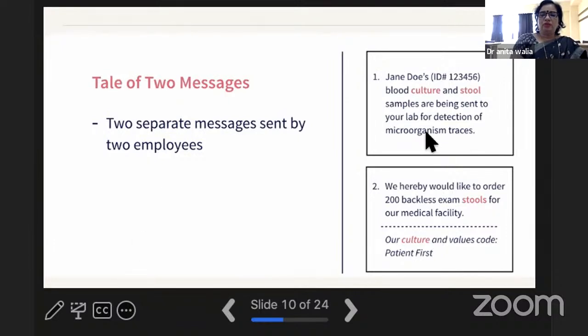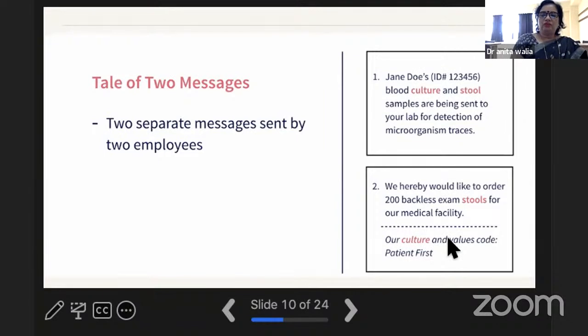Let's take an example. If you see on the slide, there are two employees in two different departments of a medical facility, and they have sent two separate messages to an external vendor. The message from the first employee contained a personal health record. Health records are governed by the HIPAA law in the United States, so they must be handled under very stringent security and privacy policy. It should not be available to everybody, only to the person and the doctor. The first report contains a blood culture and stool report of somebody, and what it detected is also written. Whereas the second message contains no personal information; it is just a request to place an order for office items.